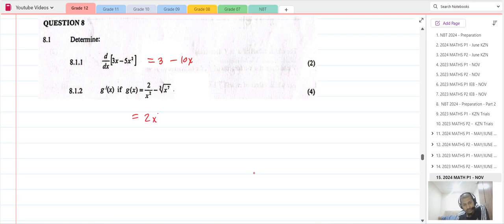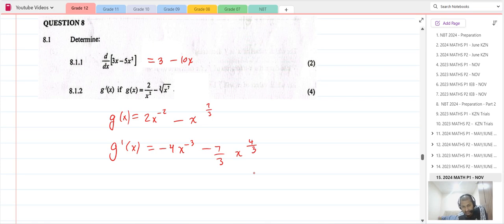Write this in power form: 2x to the power negative 2, inside over outside, minus x to the power 7 over 3. Now differentiate. This is just g of x. So g prime x is minus 2 times 2 is minus 4, x to the power negative 3, minus 7 over 3 times minus 1 is minus 7 over 3, x to the power, take away 1 from here, so minus 3 over 3 will give me 4 over 3.